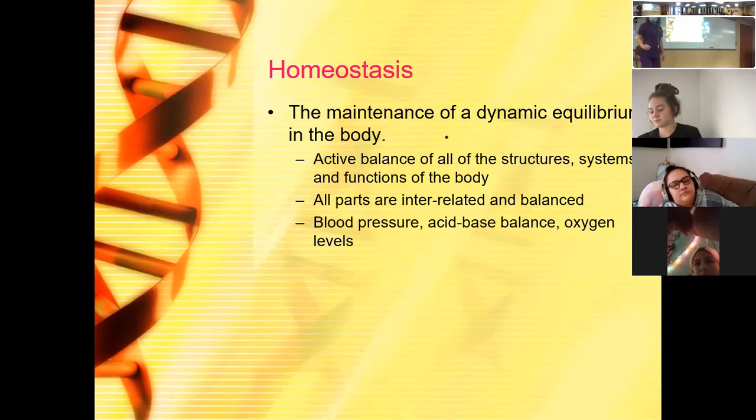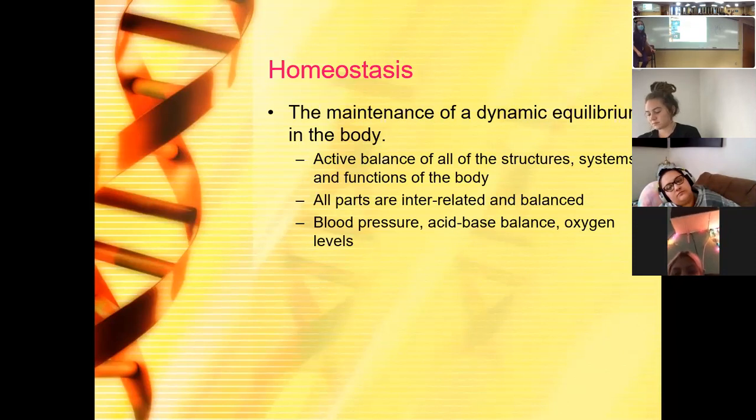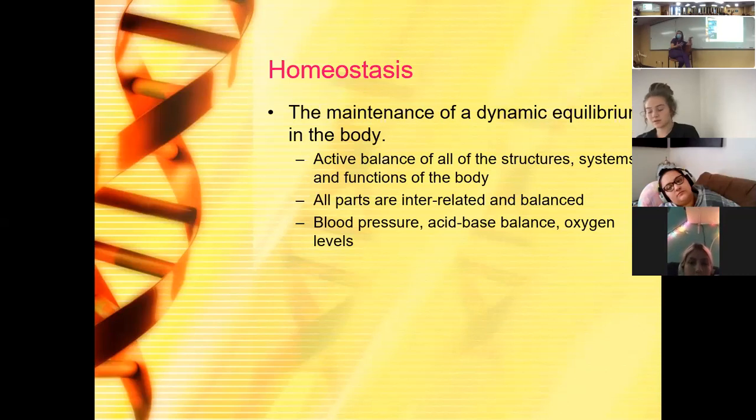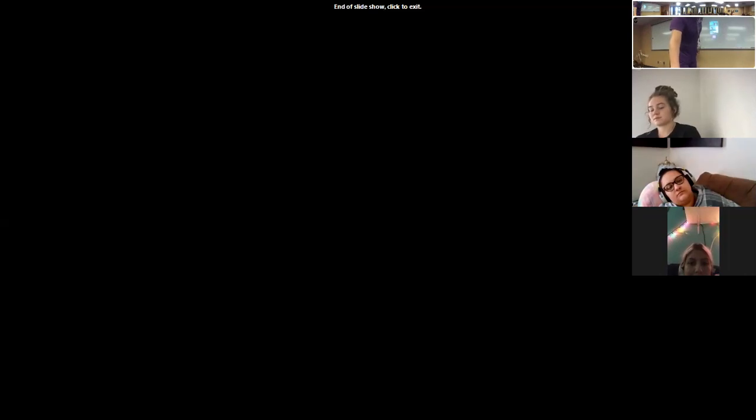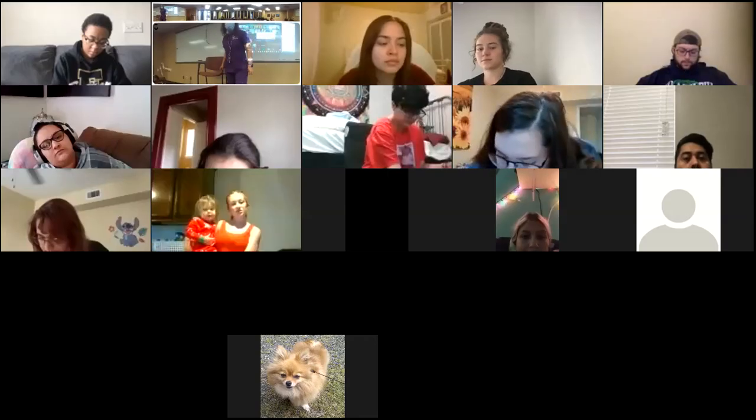We want to have balance in all of our structures. Everything is working together optimally. And we have appropriate blood pressure and blood gases and acid-base balances and oxygen levels. So all of these are contributing to our homeostasis. Homeo or homo means the same. Stasis means to maintain. And that is the end of chapter 1.